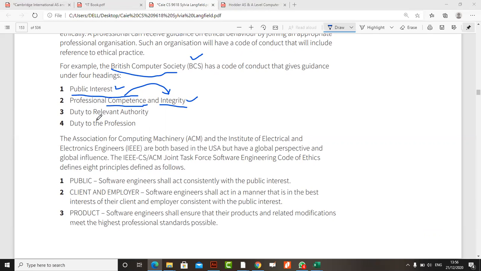Okay. Duty to the relevant authority. Now, the relevant authority could be the company that you're working for. The relevant authority could be the public or private company that you're working for. We'll talk about that. Okay. Duty to the profession, obviously. Like I'm a teacher right now. Duty to my profession is that I should perform my duties lawfully and according to what I have to do. So as far as computer professionals are concerned, they should also perform their duties professionally and as they're supposed to do.